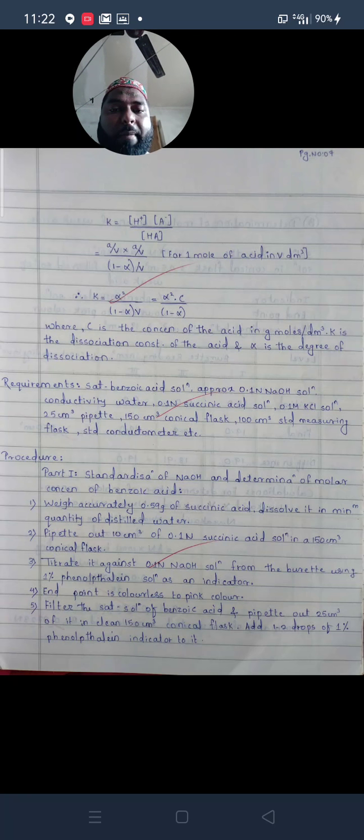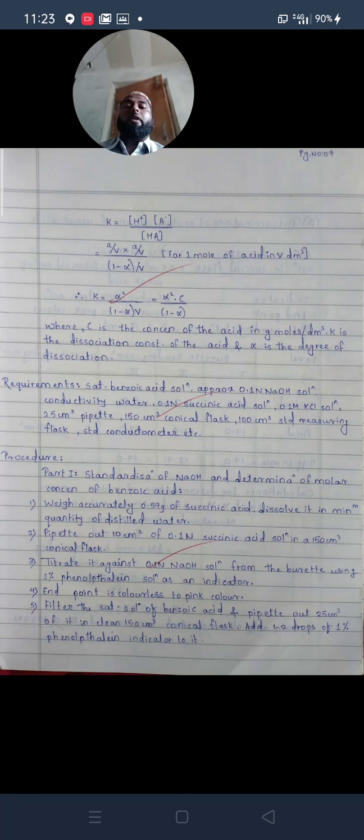What are the requirements? We should have standard benzoic acid solution, approximately 0.1 normal NaOH solution, conductivity water, 0.1 normal succinic acid solution, 0.1 normal or say molar KCl solution, a 25 cm cube pipette, a 150 cm cube conical flask, a 100 cm cube standard measuring flask, and the conductometer. The first step will be the standardization of the NaOH and determination of the molar concentration of the benzoic acid.